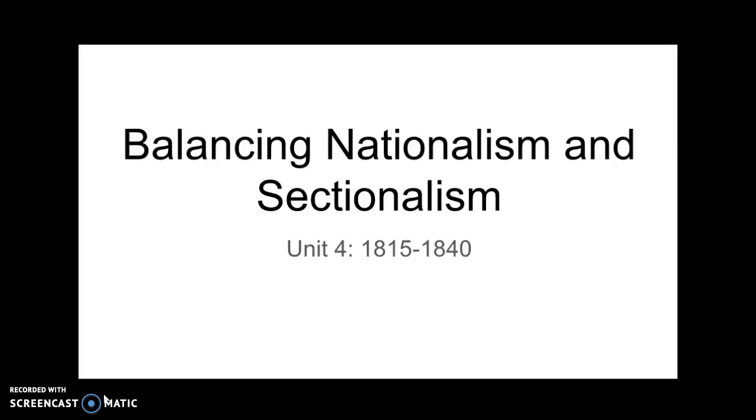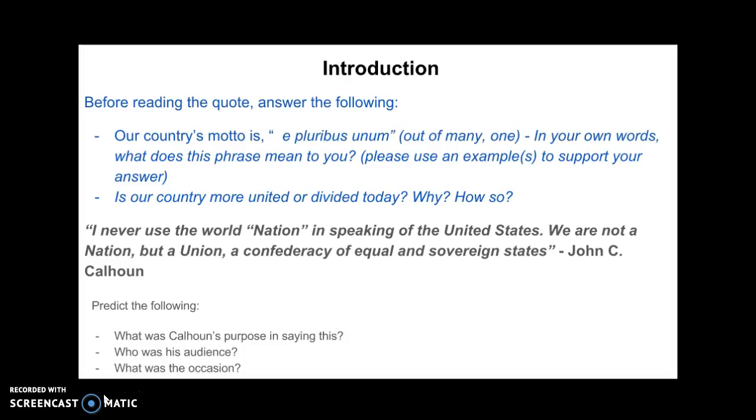Why 1840? Because we end this with the 1840 election, and we'll talk about why we decide to end with the election of William Henry Harrison. Something to note is that Unit 4 and Unit 5 will look at some of the same years, so there are going to be some overlapping years for the next two units. However, we will address different themes or different topics. So this is why we're splitting it up into two different units.